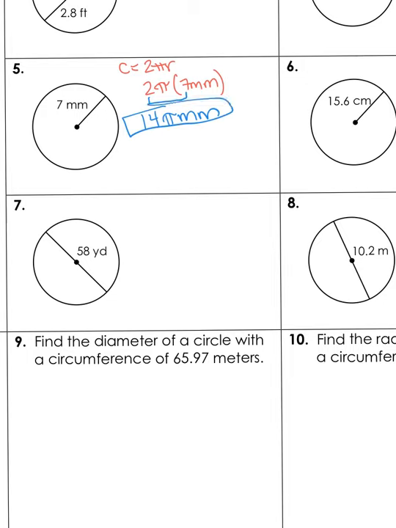That's the exact. The approximate would be 14 times 3.14, where pi is being replaced with 3.14. That will give me my approximate answer, which in this case is about 43.98 millimeters.